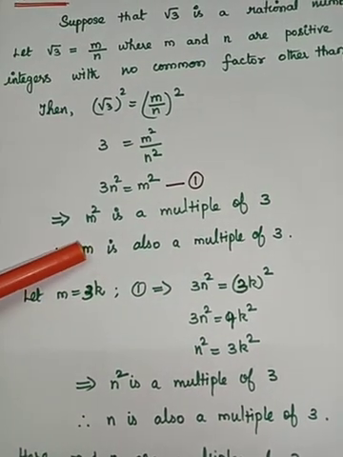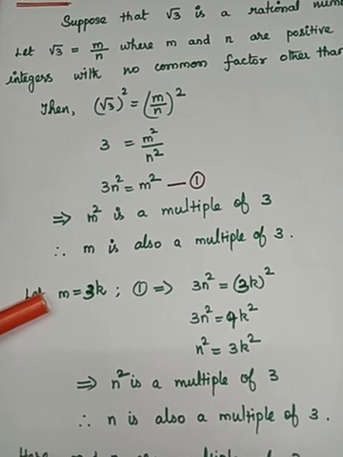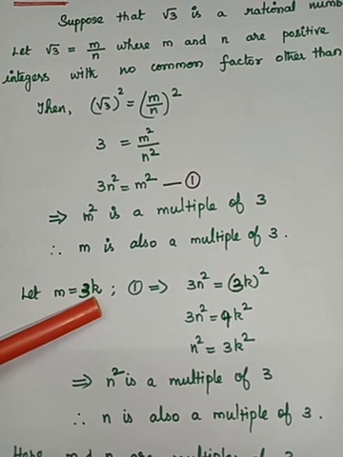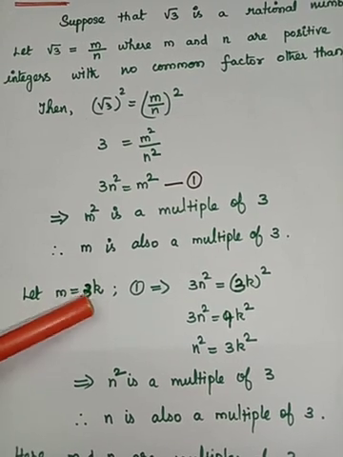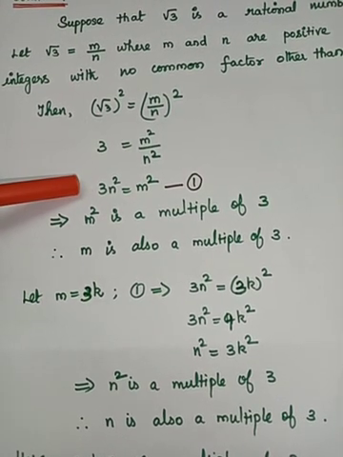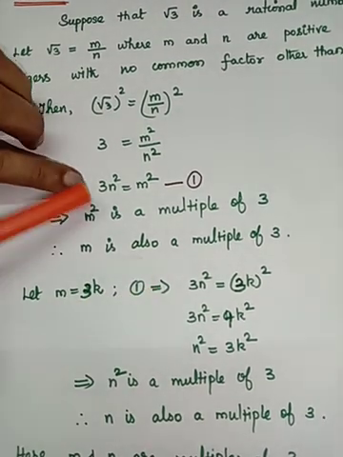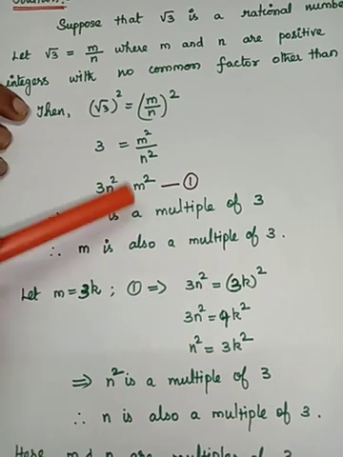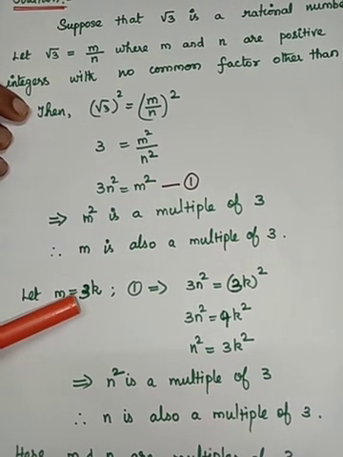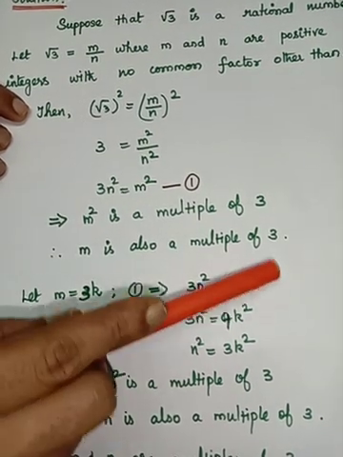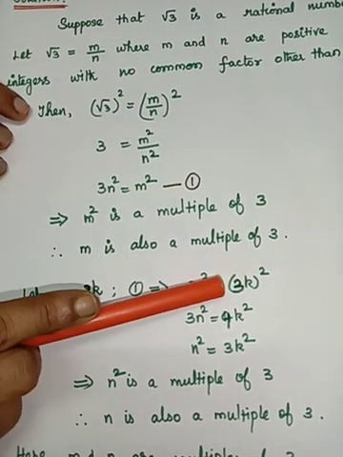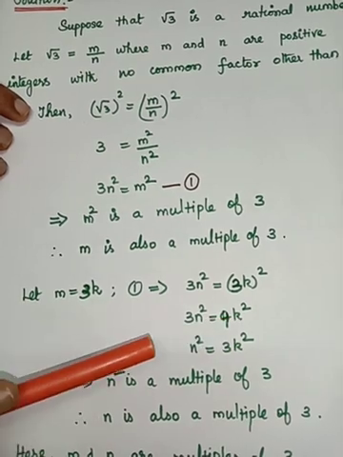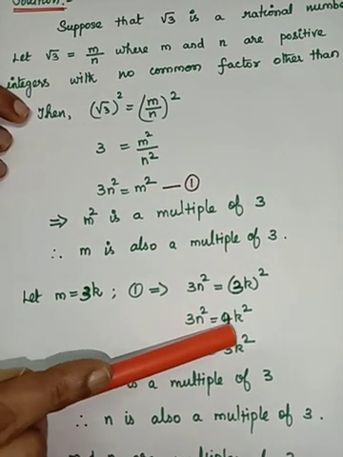So m is a multiple of 3 means m can be written as m is equal to 3k. So this 3k you have to substitute in the first equation. The left side is 3n squared, which is equal to, in place of m, 3k the whole squared. When you square, 3 squared is 9 and k squared is k squared. So 3n squared is equal to 9k squared.